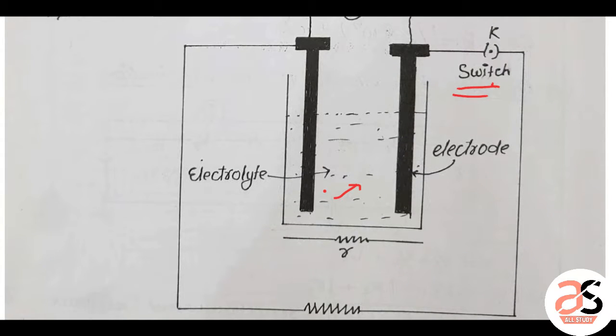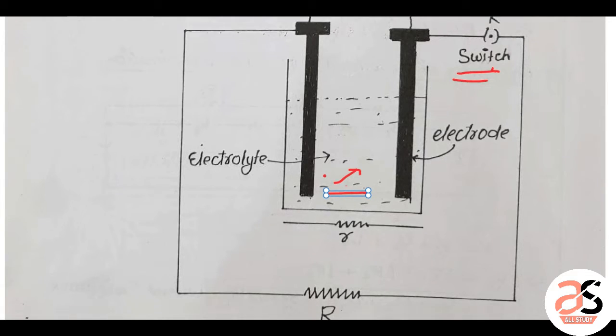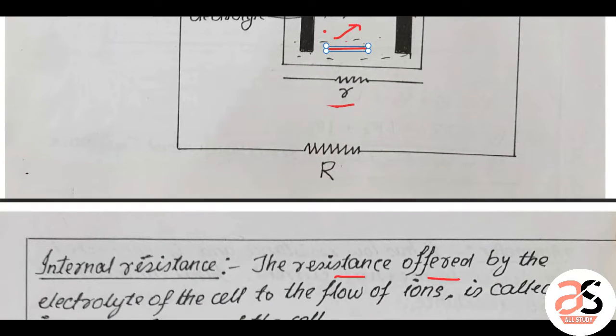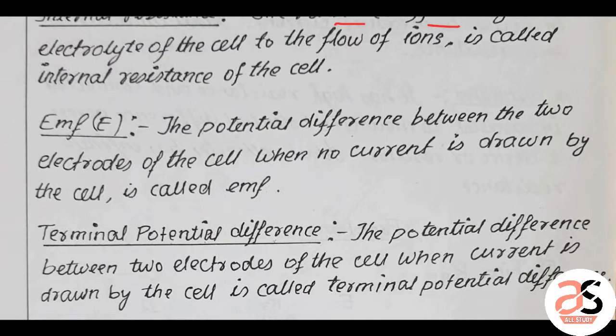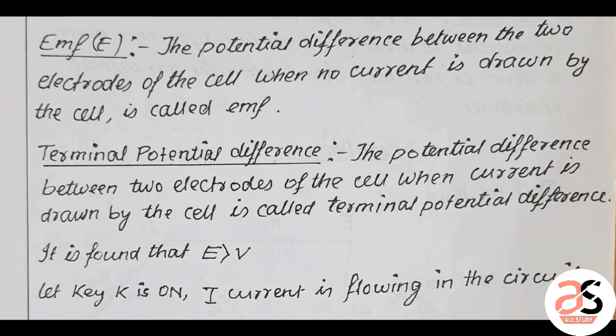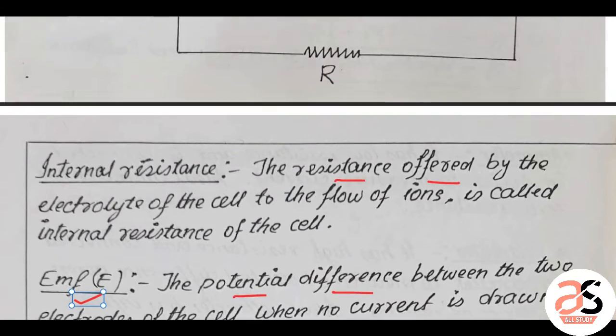So here in this diagram, ions, plus and minus ions, will flow here. Some resistance is offered by the electrolyte, which is called internal resistance, depicted by a small r. And this is EMF, electromotive force. So this is potential. Electromotive force is the potential difference between the two electrodes of the cell when no current is drawn by the cell.